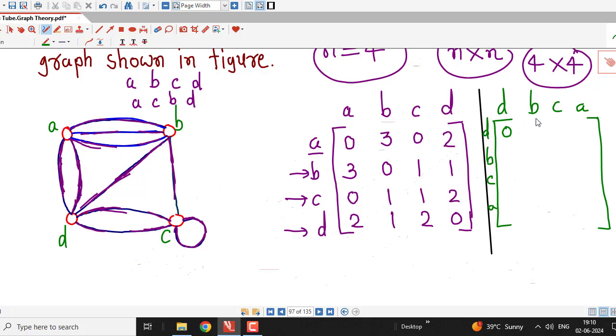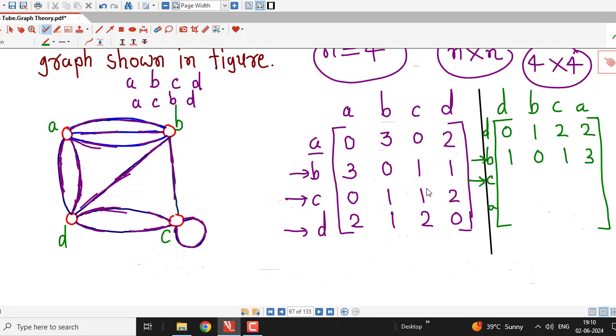Then from D to B I have one edge. From D to C I have 2 edges. From D to A also I have 2 edges. Similarly I will write from B. From B to D I have one edge. From B to B no edge. From B to C there is one edge. From B to A there are 3 edges.